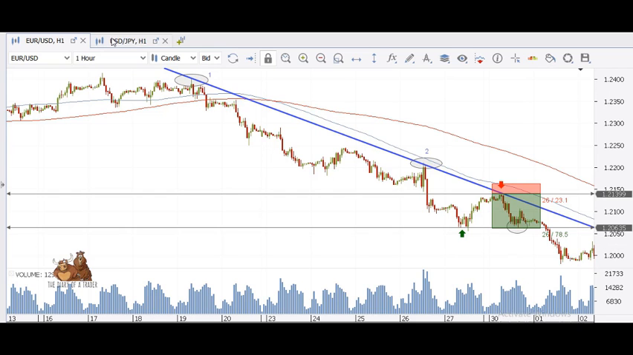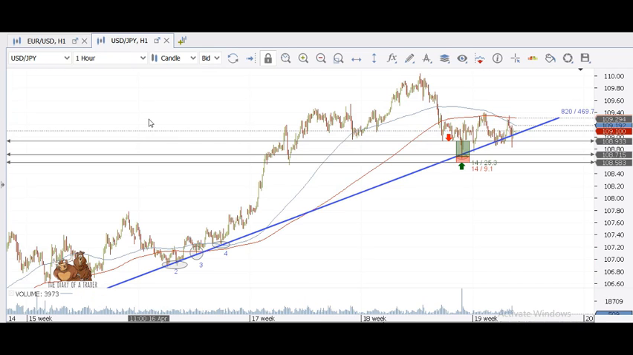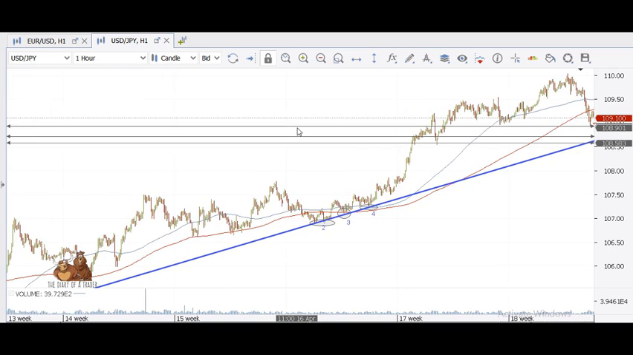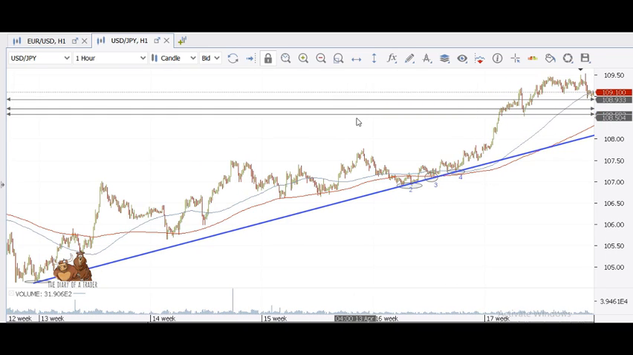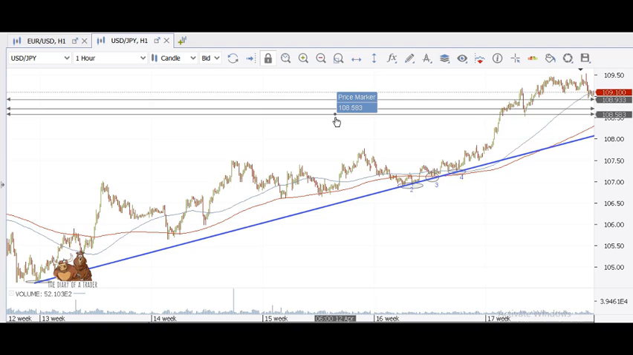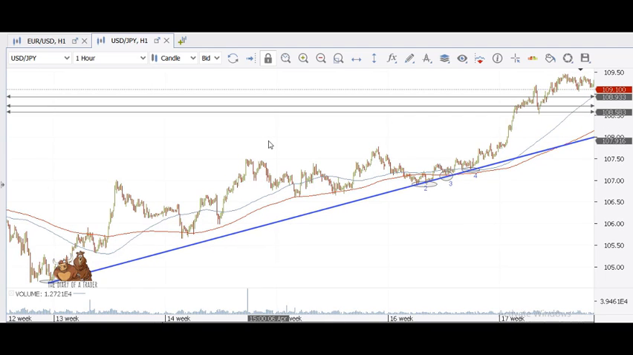Another example that I wanted to show you is a bit different. It's dollar yen. Why it's different? Because it has many touches. The second rule of this strategy is that the more touches on the trend line, the better. So it's much better if you have a trend line that connects 4 or 5 touches than if you have a trend line that connects 2 touches. It gives more validation to this strategy.